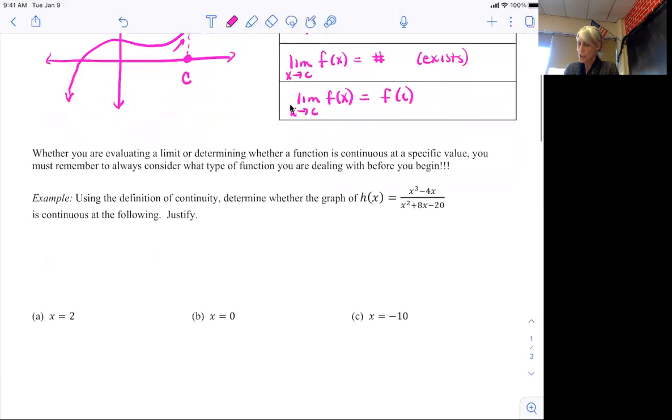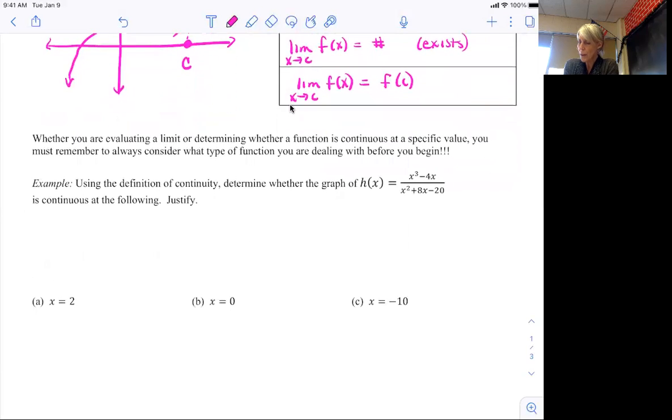Using the definition of continuity, determine whether the graph of h of x, which is equal to (x cubed minus 4x) over (x squared plus 8x minus 20), is continuous at each of the following x values. And we're going to justify, so we are going to work a little bit on why it would or would not be.